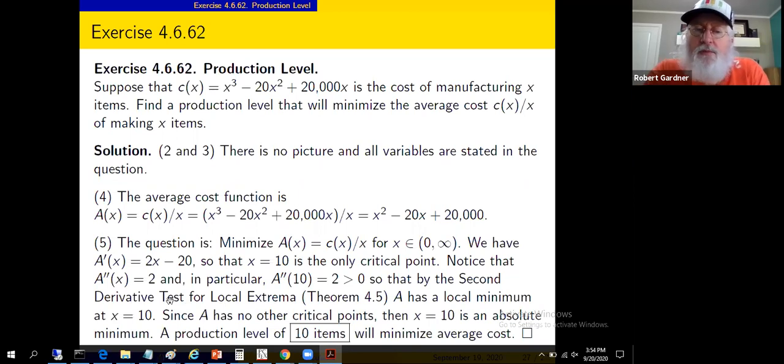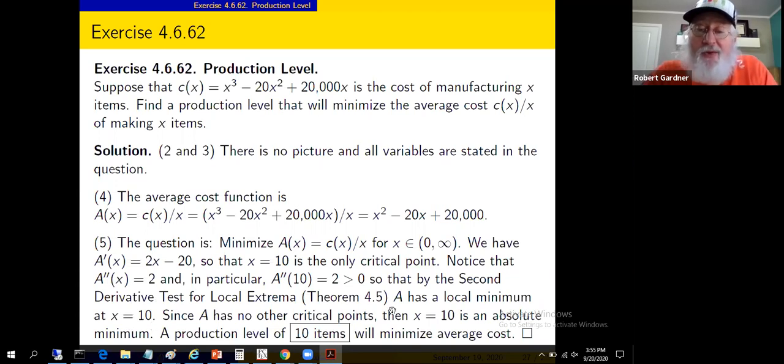Remember the double plus sign smiley face? When we first encountered concavity, I called them concavity emojis. Yeah, that's the second derivative test for local extrema. That's what this theorem 4.5 really is. Yeah, we check the second derivative. It's positive. It's a smiley face, concave up. The critical point will correspond to a minimum.